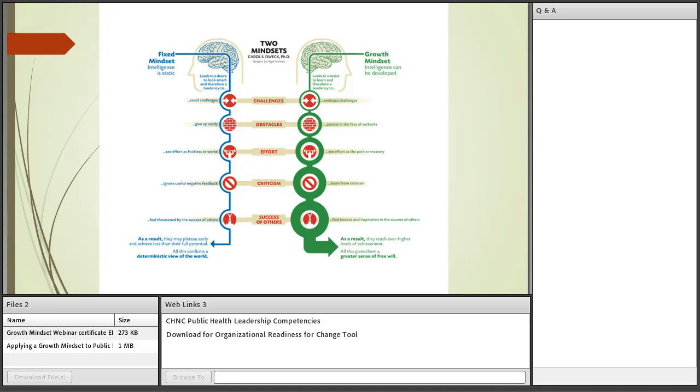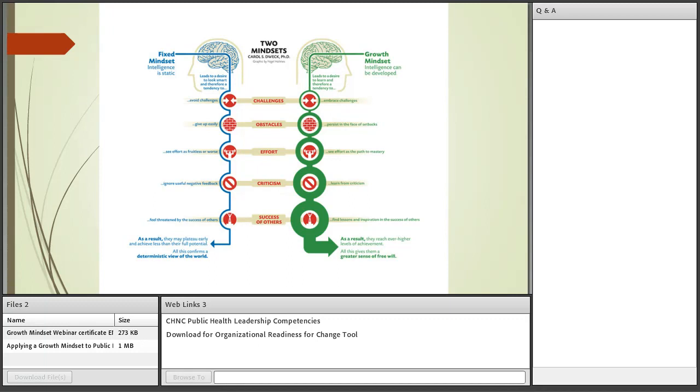So you see this slide that I have here, two mindsets that are shown for you. The fixed mindset is on the left and growth mindset is on the right. And I'll just walk you through and read through the slide so you see a little bit more of a description of the differences between a fixed versus growth mindset.